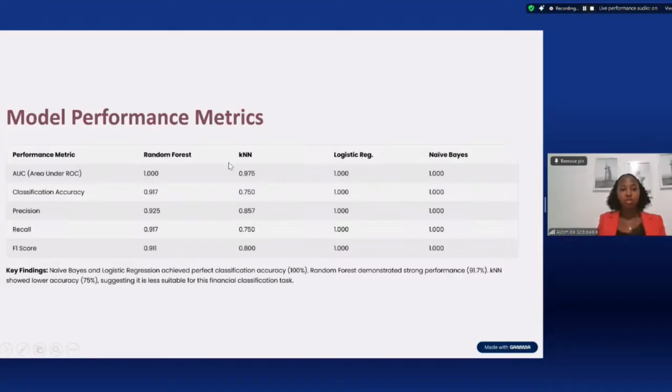Is there any discrimination? So for the area under the curve, random forest was perfect, and k-nearest neighbor was a bit low. Logistic regression was perfect as well. So for the estimation of the discrimination, only one model didn't predict perfectly, but 3 algorithms out of 4 predicted perfectly.